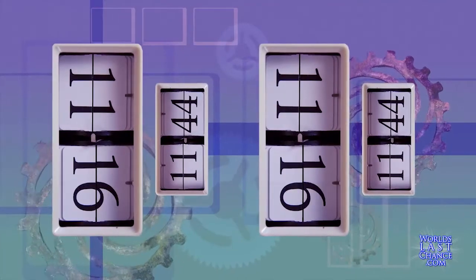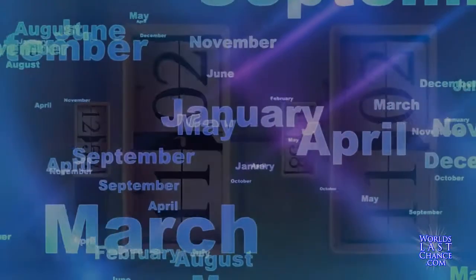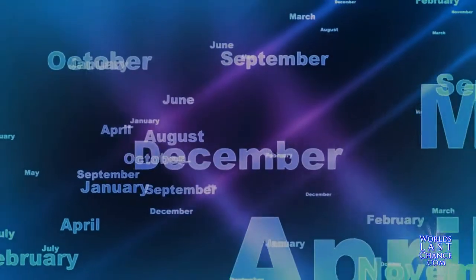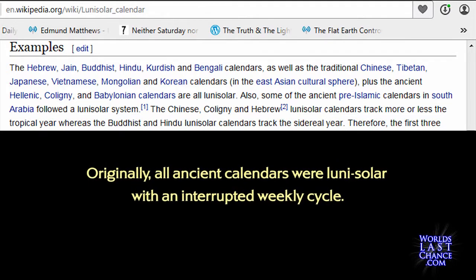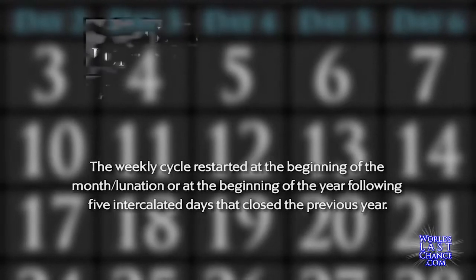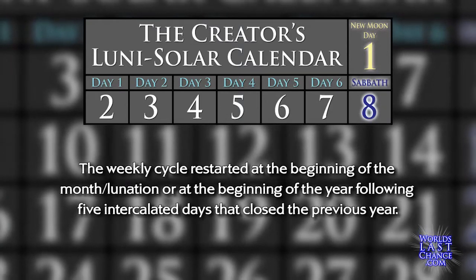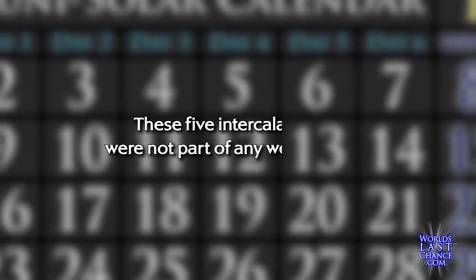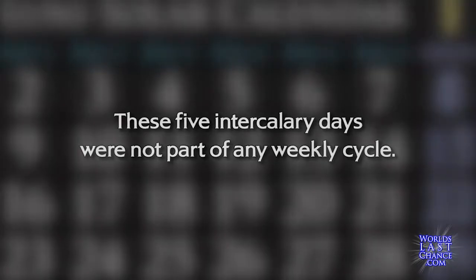Time itself is continuous. Because it is, many have believed the system by which time is calculated must also be continuous. This is incorrect. Originally, all ancient calendars were lunisolar, with an interrupted weekly cycle. The weekly cycle restarted at the beginning of the month, lunation, or at the beginning of the year, following 5 intercalated days that closed the previous year.